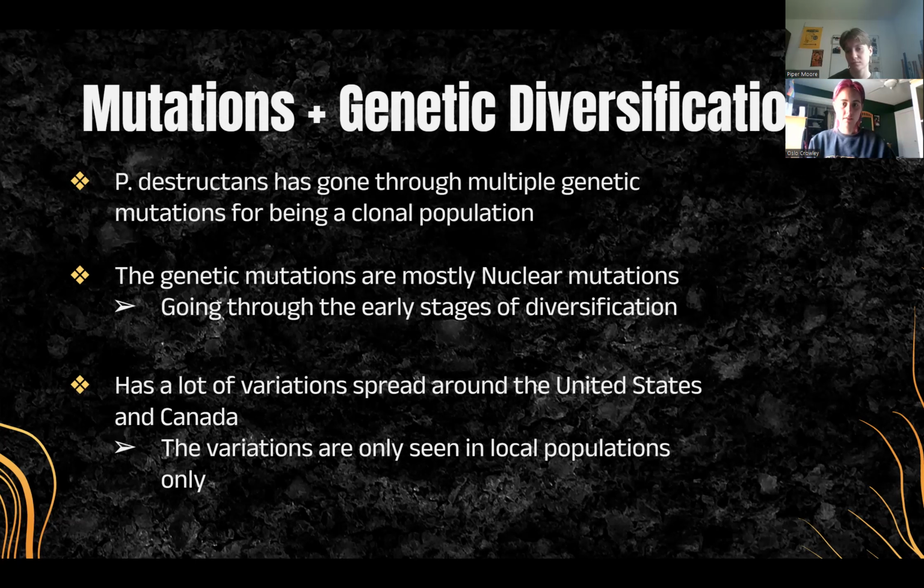Which really only proves that it's going through that early stage of genetic diversification. So it has not gone through any recombination as stated in this article as of yet, and it has not created new alleles. However, it is a possibility that this can occur. It's basically new combinations of alleles, not entirely new alleles. That is a little bit more concerning. Next slide, please.